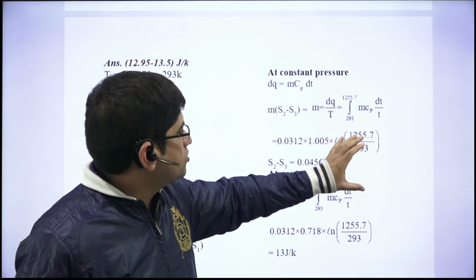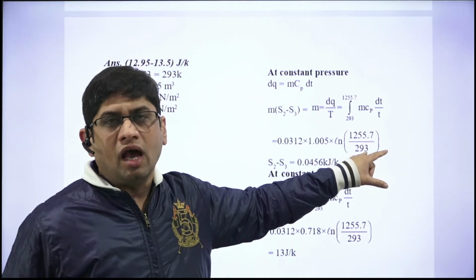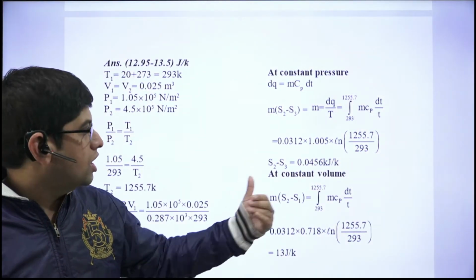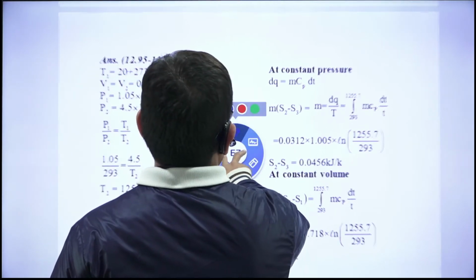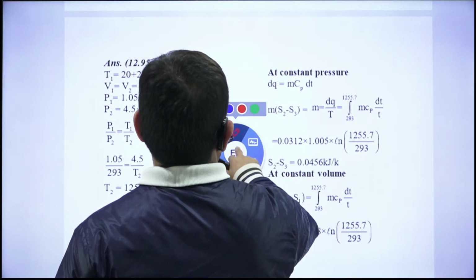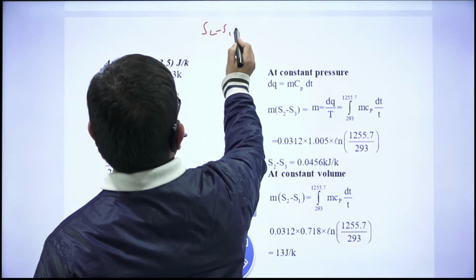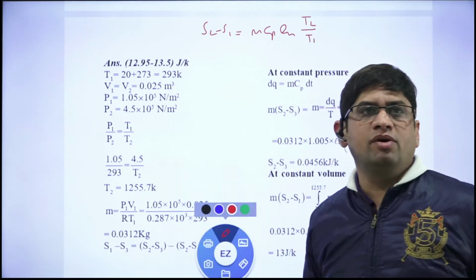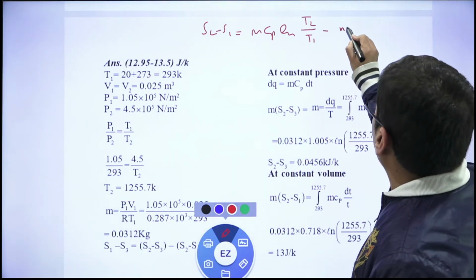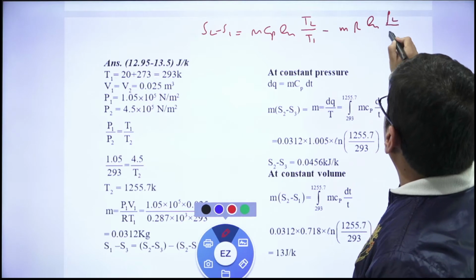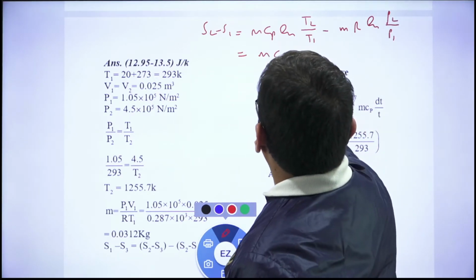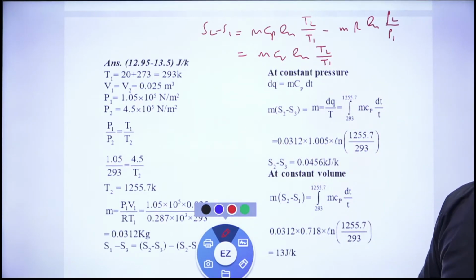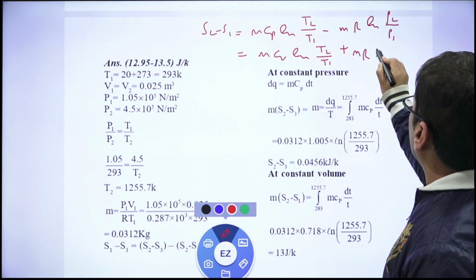I told you there are three formulas. S2 minus S1 is MCP log of T2 by T1 minus MR log of P2 by P1, or you can use MCV log of T2 by T1 plus MR log of V2 by V1.